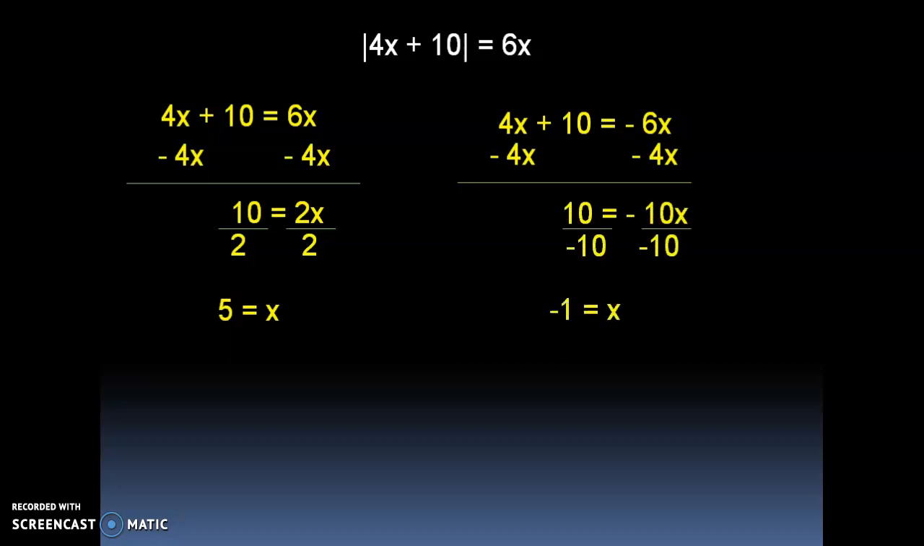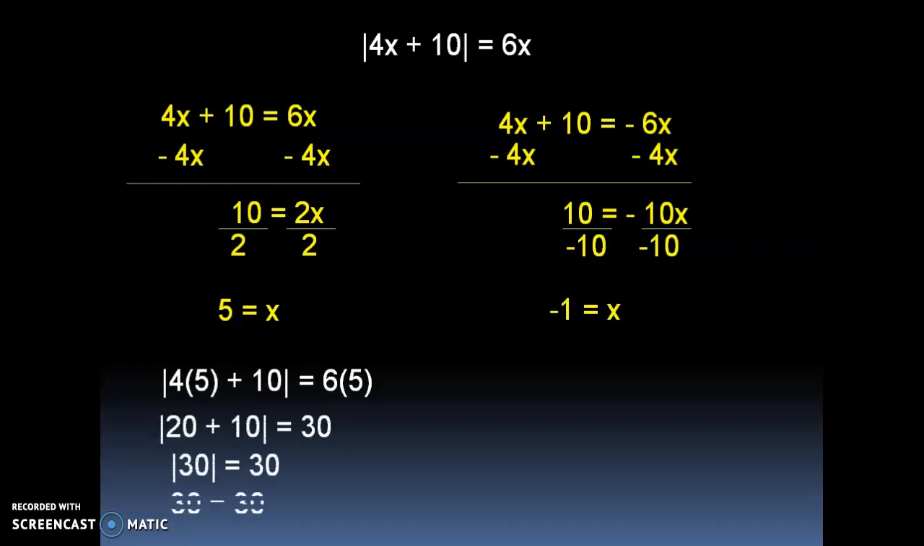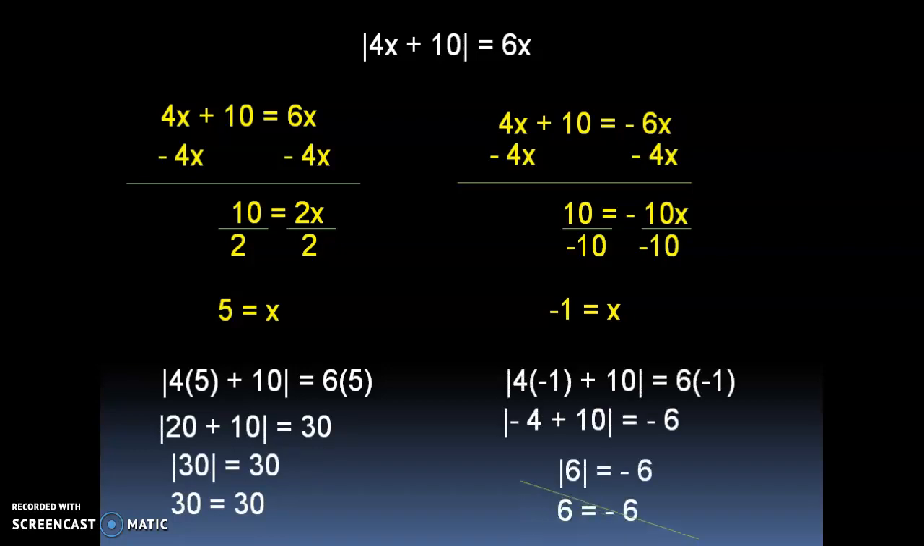Again, we need to check our solutions. Plugging in the 5, I can see that I do indeed get 30 equals 30. Plugging in the negative 1, I end up getting 6 equals negative 6. And we know that that's not true. So x equals negative 1 is not a solution, and our only solution is going to be x equals 5. So x equals negative 1 is an extraneous solution.